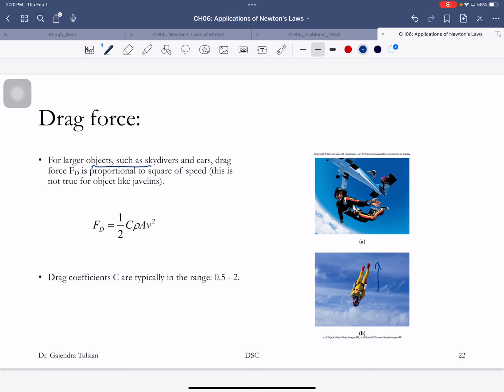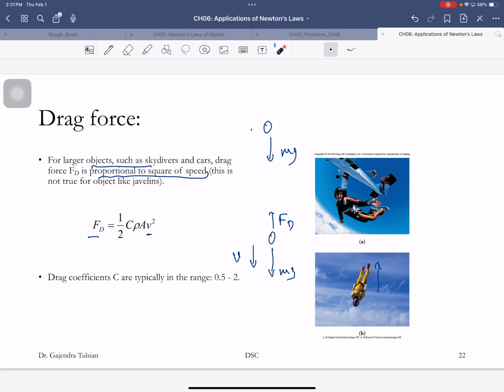For larger objects such as skydivers and cars, the drag force is proportional to the square of the speed. Okay, so let's say you jump off a plane. When you jump off the plane, first your velocity is 0, so the only force acting on you is gravity. And then as you gain speed, now the drag force is non-zero.